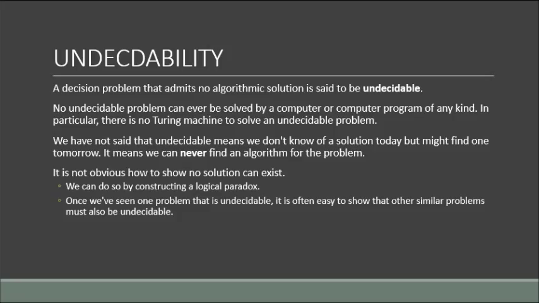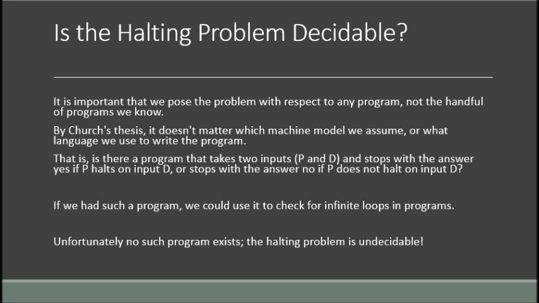We have not said that undecidable means we don't know a solution today but might find one tomorrow. It means we can never find an algorithm for the problem. It is not obvious how to show no solution can exist. We can do so by constructing a logical paradox. Once we have seen one problem that is undecidable, it is often easy to show that other similar problems must also be undecidable. Is the halting problem decidable?